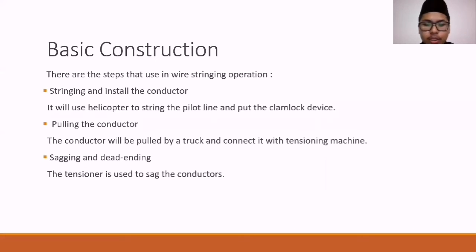Second, pulling the conductor. The conductor is attached to the pulling cable and connected to the tensioning machine on a truck. Thirdly, sagging and dead ending. The tensioner is used to sag the conductors.